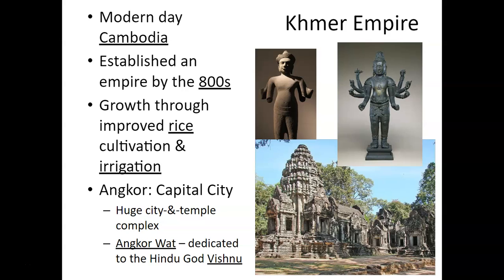Now, the Khmer Empire is able to grow pretty much for the same reason the Tang and Song dynasties were able to take off in China, through improved rice cultivation and irrigation. They were able to develop a stronger agricultural system based on these advancements, and you can have more people. When you have more food, it allows you to diversify and specialize in different things, and they're able to grow. Their capital city is Angkor. There's going to be a huge city and temple complex built there.